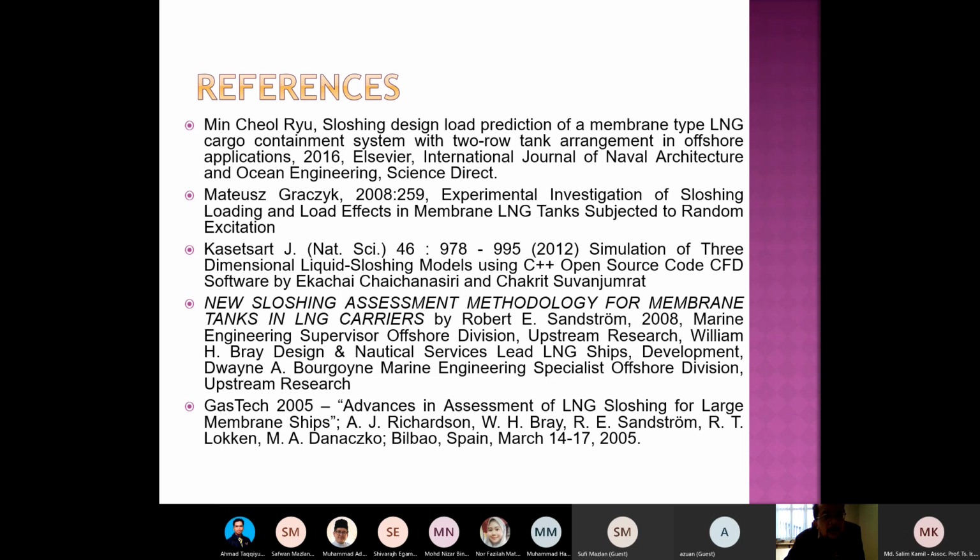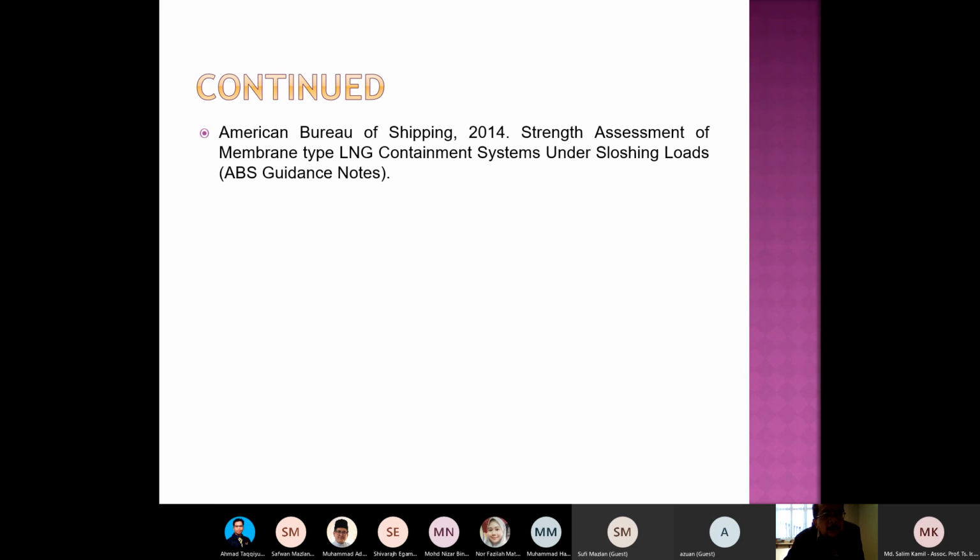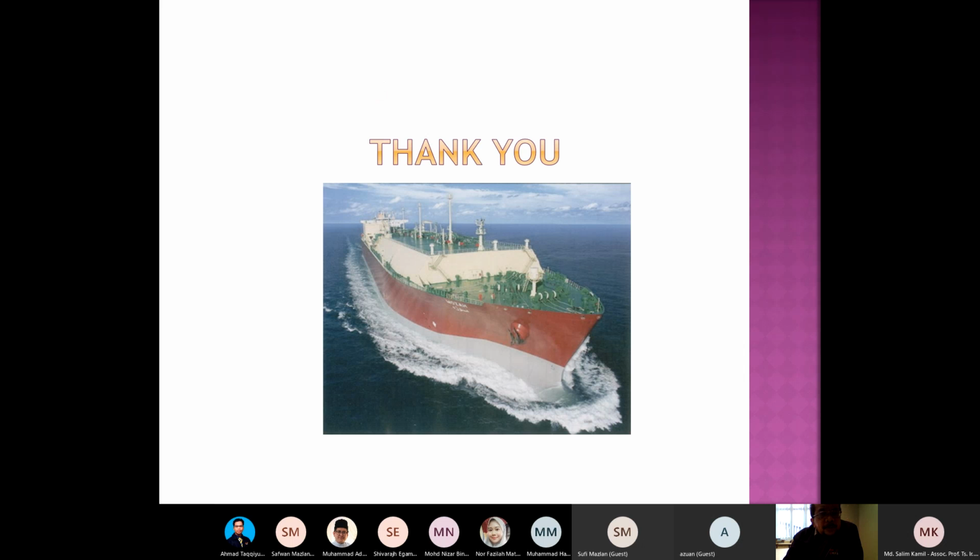So these are some references of the paper for the presentation. Actually, some of them you can get also from the class, right? ABS. I think maybe they now have a new one. This one was based on the previous one. 2014, Strength Assessment of Membrane Type LNG Containment System under Sloshing Loads. So it comes under the ABS guidance notes, right? So thank you very much.